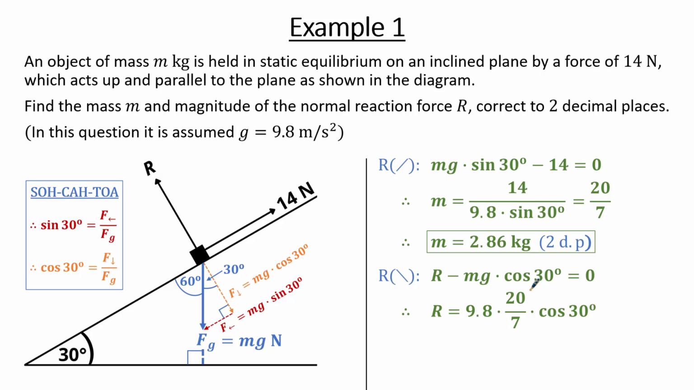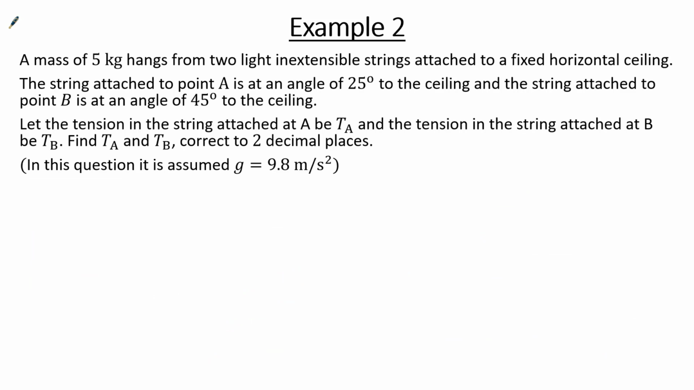So here we've substituted the exact value for m rather than the solution to 2 decimal places, because we need to find R again to 2 decimal places, so we will round at the final step. And then we find that R equals 14 root 3. Once again, this is an exact solution, so to 2 decimal places, R equals 24.25 newtons. Here is example 2.